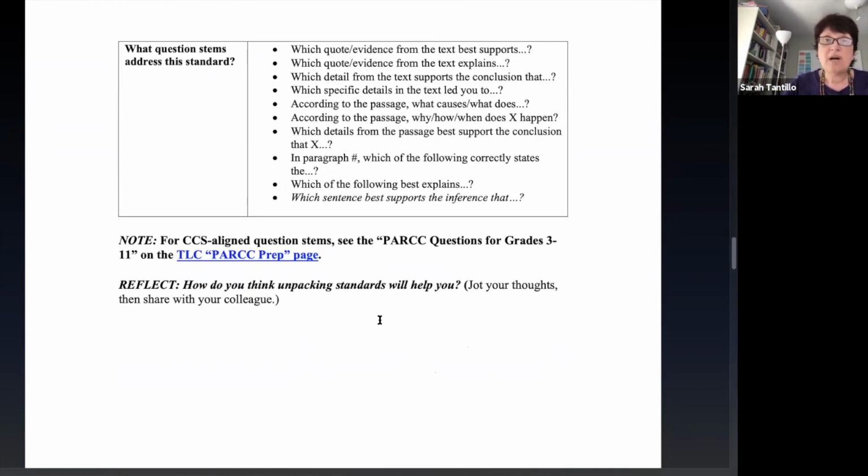Okay, again, press pause, take a few minutes to think about how unpacking the standards might help you, your colleagues, and your students, and then share with a partner.